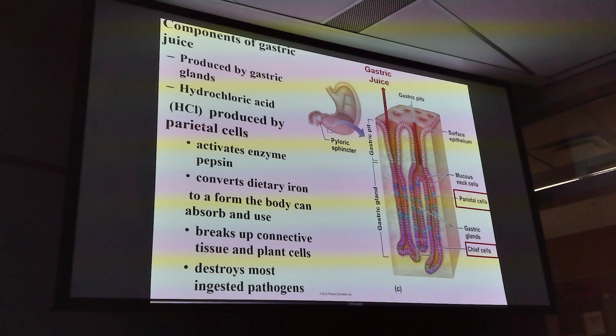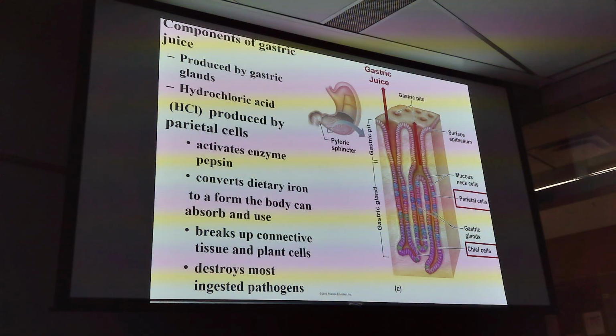Okay, hydrochloric acid activates the pepsinogen into pepsin. Okay, it also helps to convert dietary iron into the form that we can use. Okay, and a lot of this acid and a lot of these enzymes are going to break up connective tissue, plant cells, and hopefully destroy ingested pathogens. Remember, if you cough or sneeze, okay, you can either spew it out to your neighbor or you can swallow it. If you're swallowing it, it's probably full of pathogens. So all of this is going to hopefully destroy the pathogens.